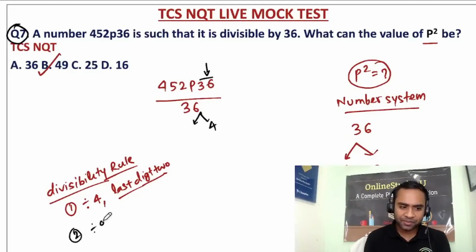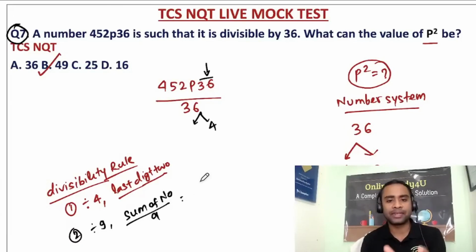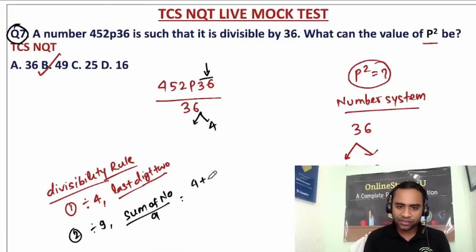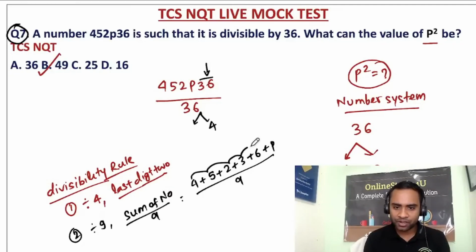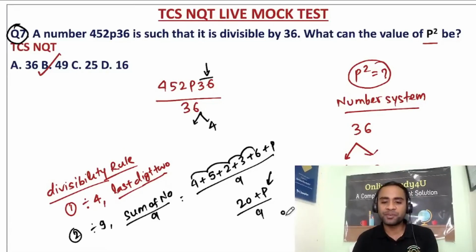If a number is divisible by 9, then the sum of its digits should be divisible by 9. So I will add 4 plus 5 plus 2 plus 3 plus 6 plus P. That is 4 plus 5 is 9, 11, 14, 20. So 20 plus P should be divisible by 9. What value of P should I keep here so that it will be divisible by 9?